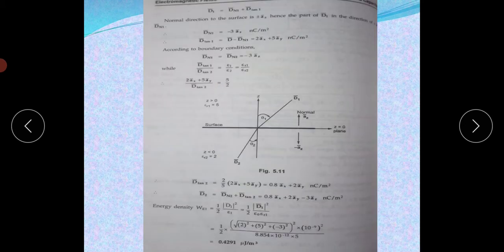Or another method, directly using the formula tan theta 2 equals d tan 2 by dn2. Tan theta 2 equals d tan 2 by dn2. So it equals d tan 2, which we already found, over dn2.